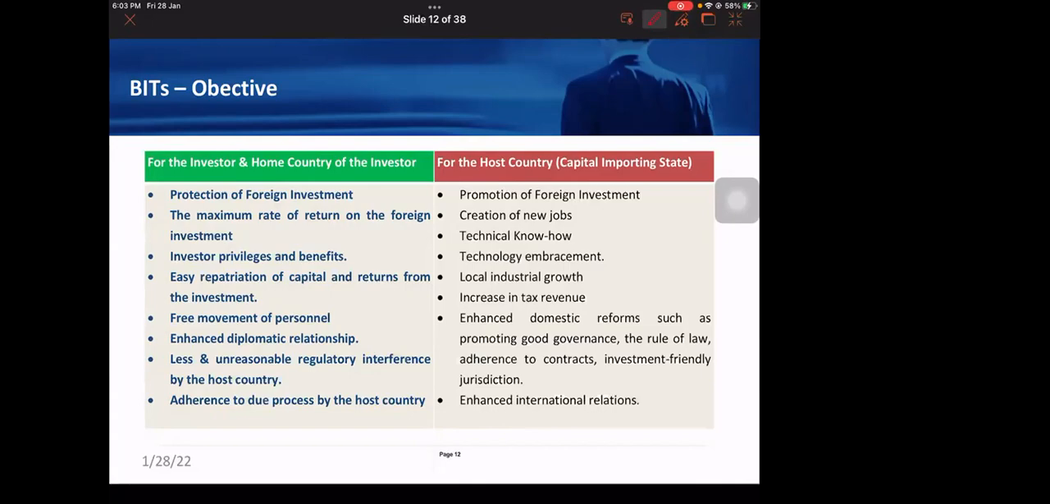Look from the host country, the one which attracts the investment. From their perspective, which largely is capital importing states like India, it's promotion of foreign investments. We all know how much lives have changed after liberalization and how FDI has played a major role in the development of India, including its personnel and professionals like us. New jobs, technical know-how, local industrial growth, increase in tax revenue.